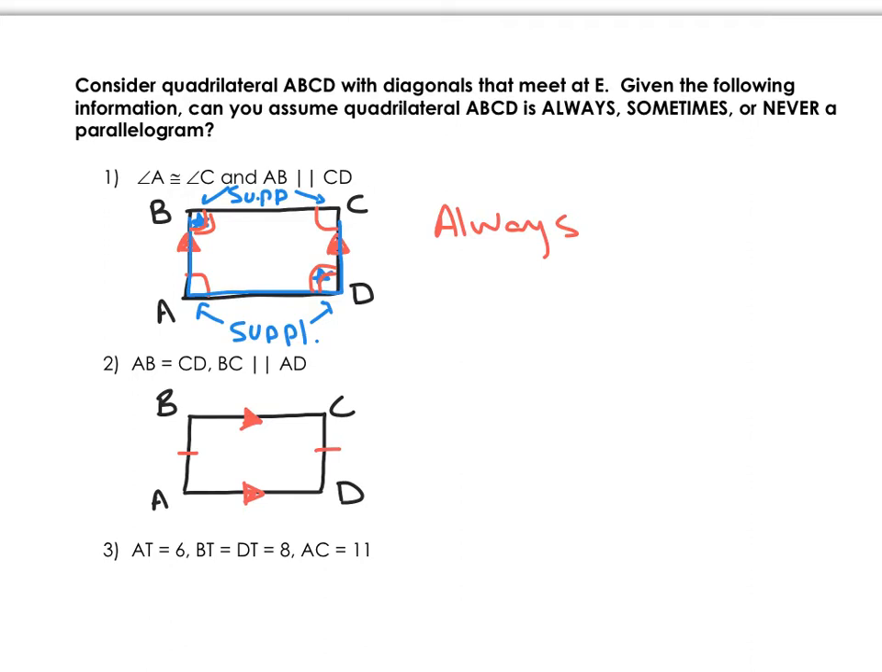So what you might be thinking is, well, is there any way that I can use the information given to prove more stuff? Well, we know that C and D, for example, are going to be supplementary. We know the same thing about B and A, they're going to be supplementary. But really, that's about it. We can't prove that any angles are going to be congruent. We can't prove much. So this is going to be a sometimes.